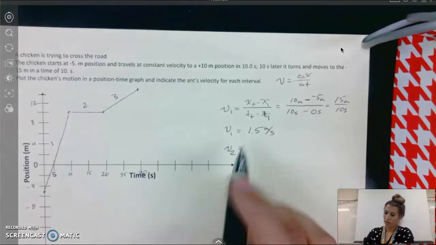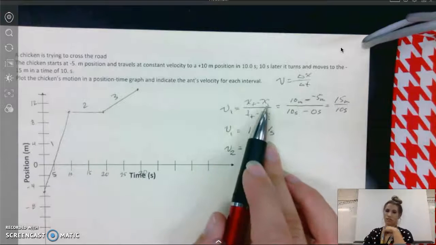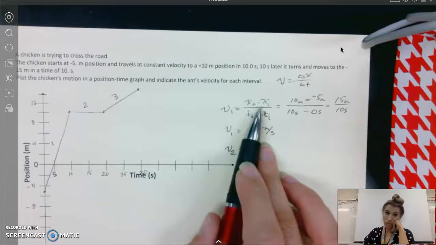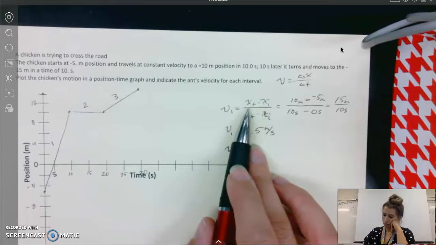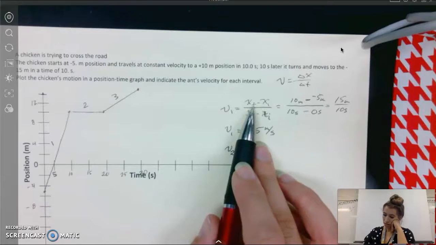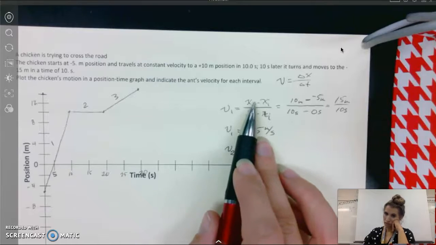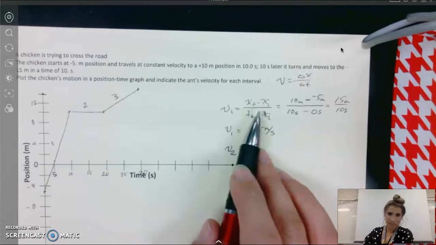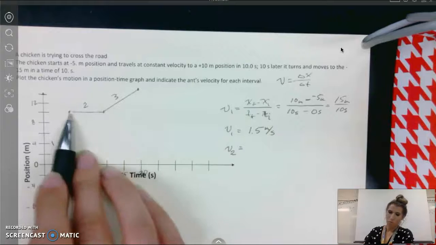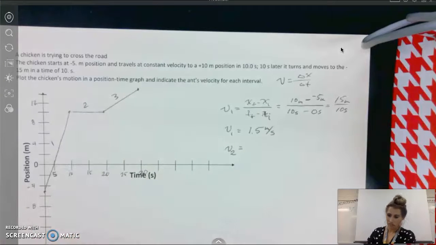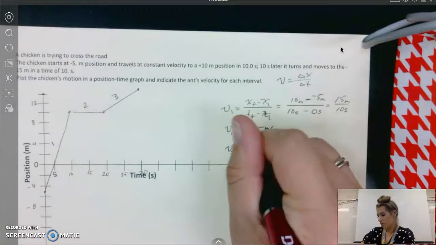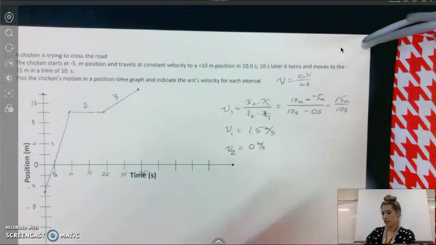Now we talked about this. Our change in position here, our final position is at 10 and our initial position is at 10. So 10 minus 10 is 0, and anything over 0 is still 0. The slope of my line here is 0, so velocity for this second interval is 0 meters per second.